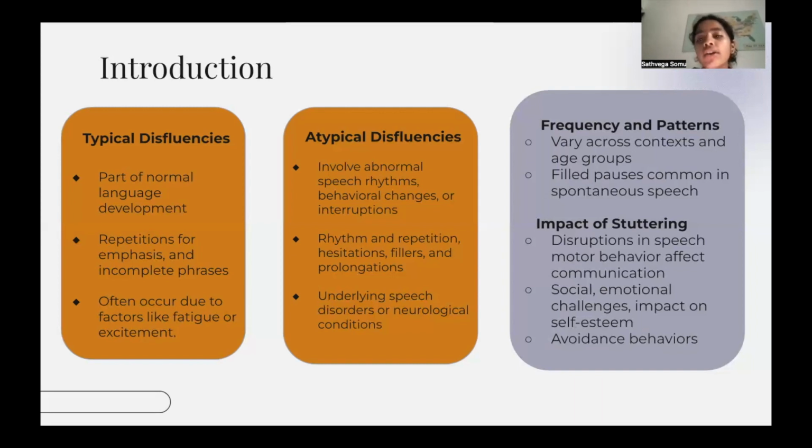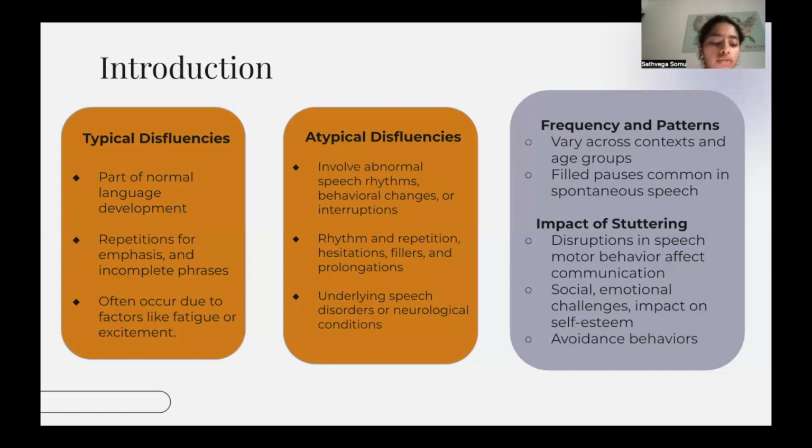Frequency and patterns can vary across various age groups and are mainly characterized by filled pauses that are common in spontaneous speech. Its impact on stuttering can affect both motor behavior as well as communication, and can also lead to challenges in social and emotional areas and impact self-esteem. Disruptions occur 50 to 100 times in conversations with atypical disfluencies. Different types of disfluencies may exhibit distinct patterns across contexts and discussions.